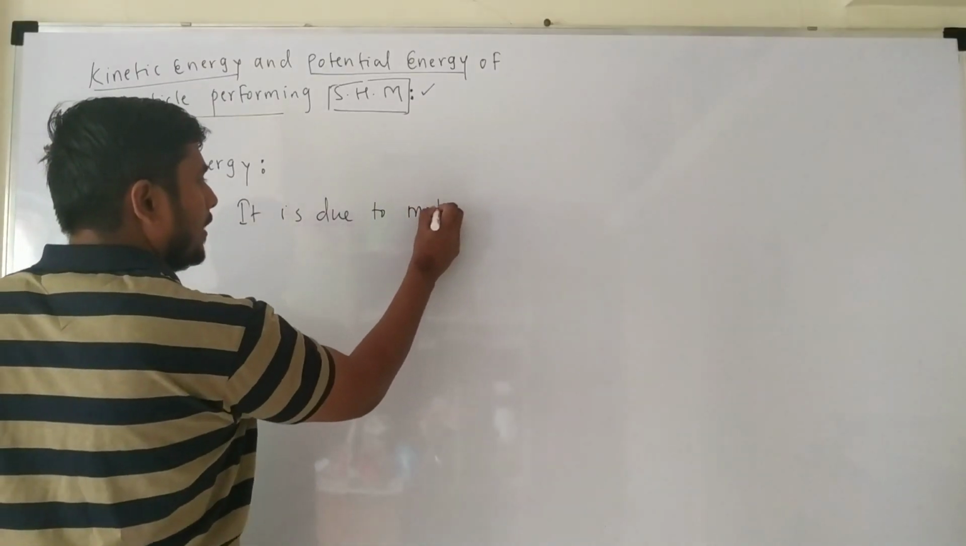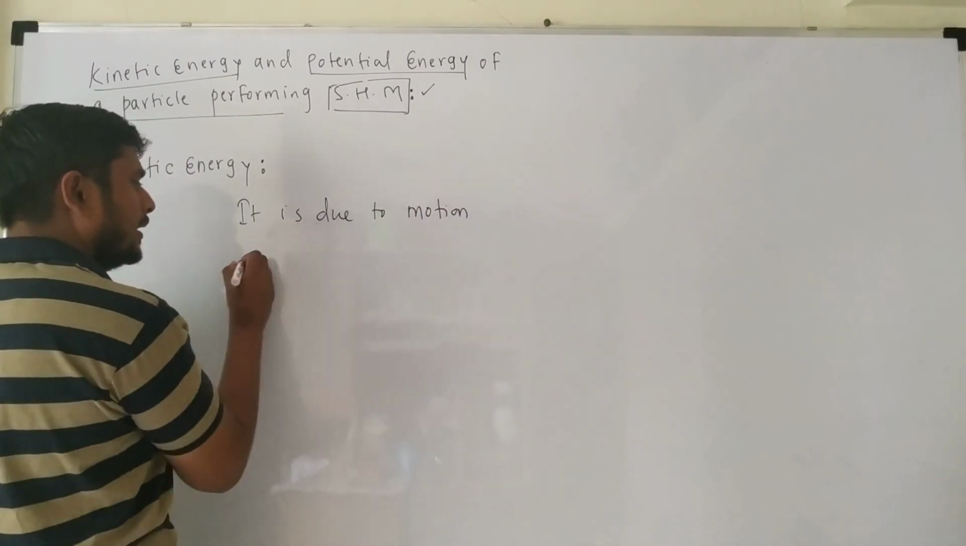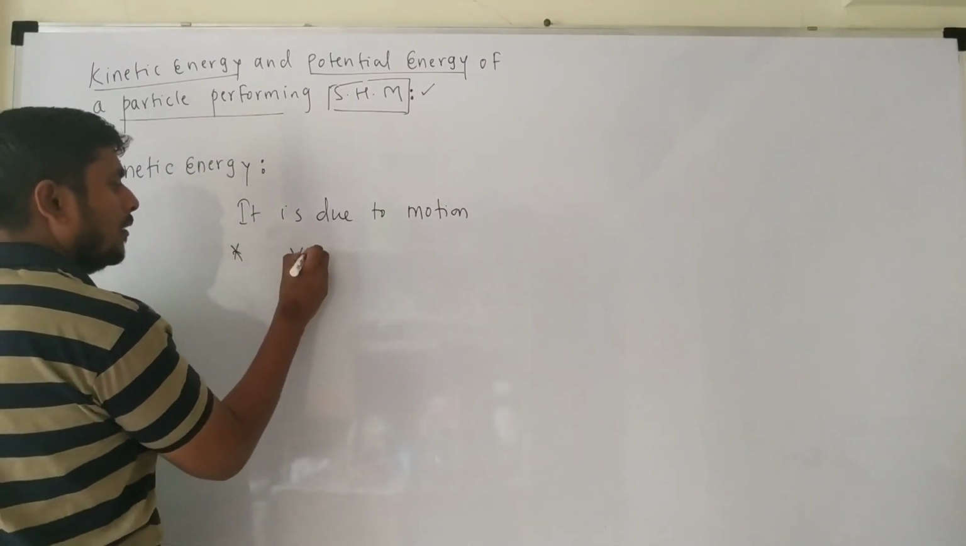So first of all, let's try to find out what kinetic energy is. We know that this kind of energy is due to motion. If an object is in motion, then it will have a certain velocity.